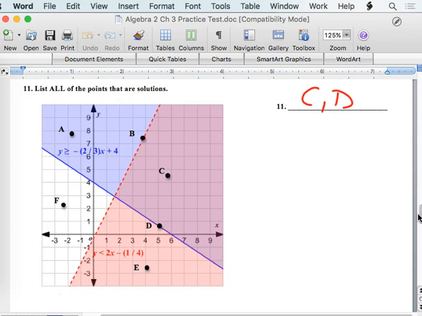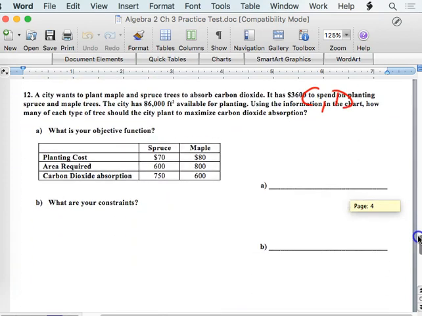Why not B? It's dashed. Remember, that's just a boundary line. That's not a solution. So anything on the solid lines work, and anything in that double shaded region work. So I don't even want a 4, 3, 2, 1, 0. You gonna do well on that tomorrow? All right. Now this last one is scary.